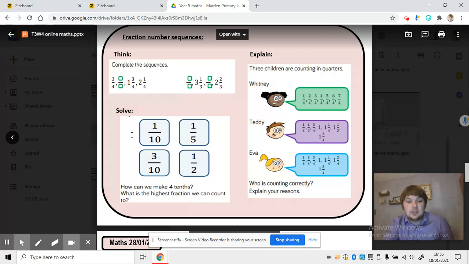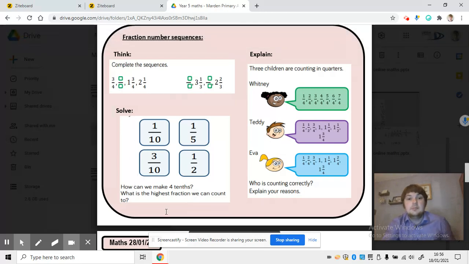Something sticks out straight away, okay? But there might be something else. There might be multiple ways. Again, this is solve. Don't just go straight, well, that's the answer. You know how to explore, okay?